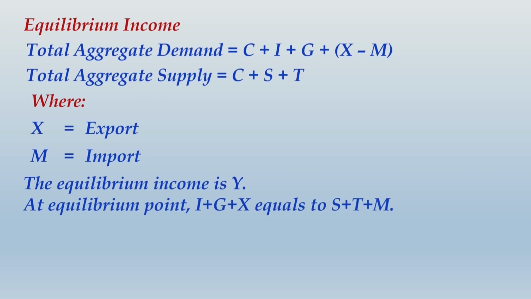Now the equilibrium income is Y. At equilibrium point, I plus G plus X will be equal to S plus T plus M, and that is fundamentally because on both the sides C is common, C can be eliminated. So in the three sector model we have seen I plus G equals to S plus T. So in four sector model, I plus G plus X will be equal to S plus T plus M. But keep one caution: if you want to determine the value of Y, it should not be taken as I plus G plus X. Value of Y should be taken as C plus I plus G plus X minus M.